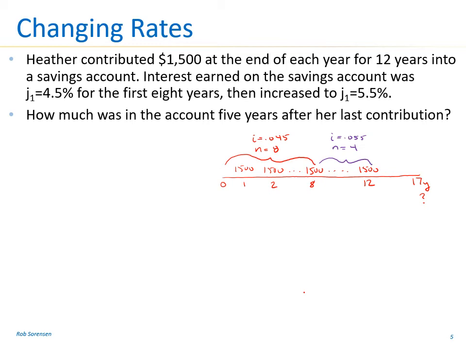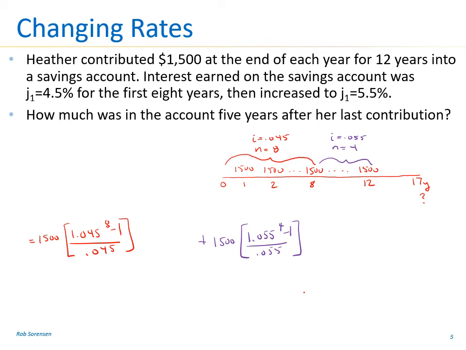So let's see if I can write some of that down now as a bit of a formula. The first annuity, $1,500 a year at 4.5% per year for 8 years. Looks like that, doesn't it? That would be the future value of that annuity at the 8-year mark. The second annuity is another $1,500 a year, going in at 5.5% for 4 more years. And it looks like that. That would give us a future value of that annuity, wouldn't it?